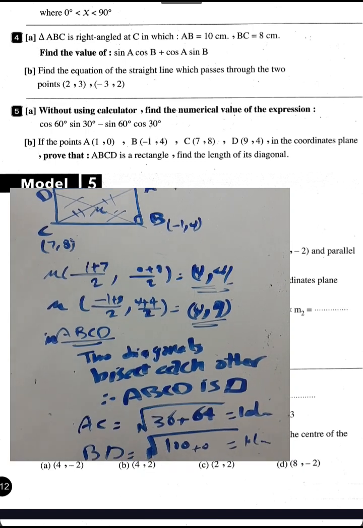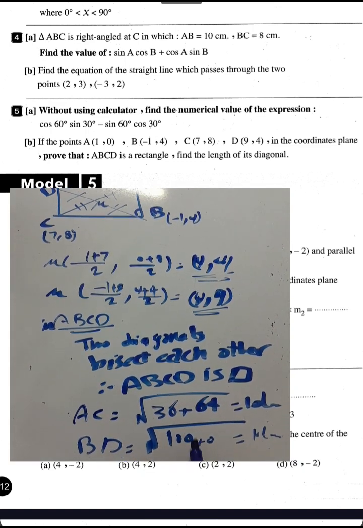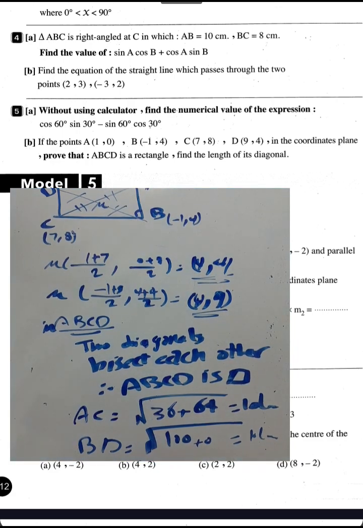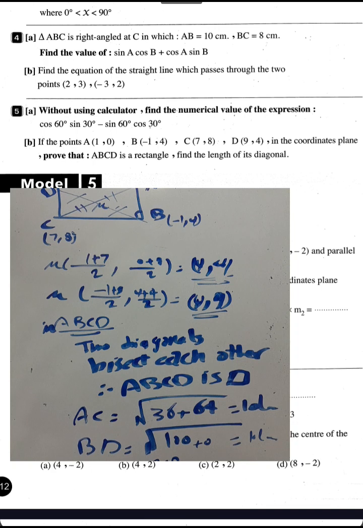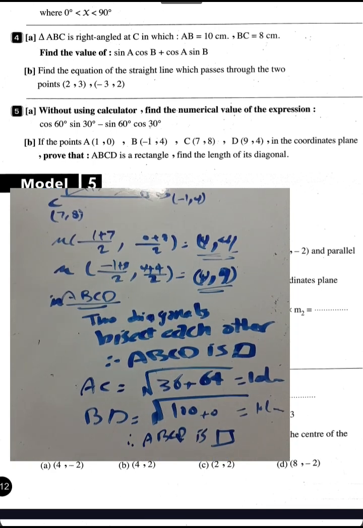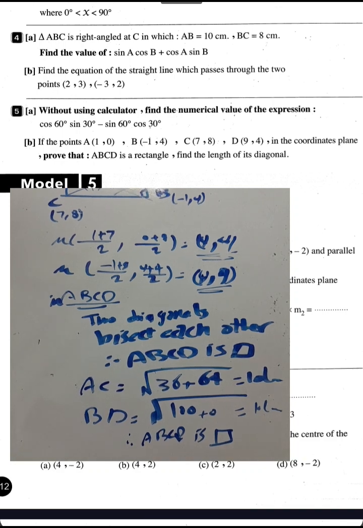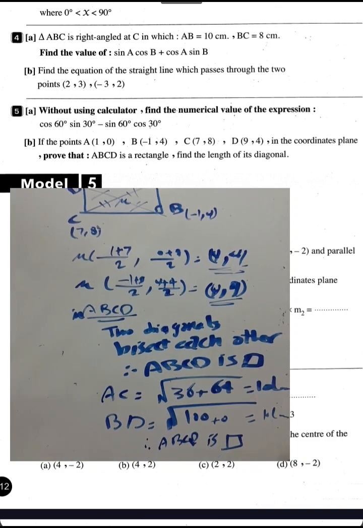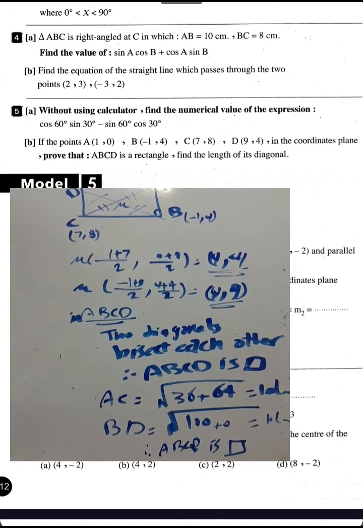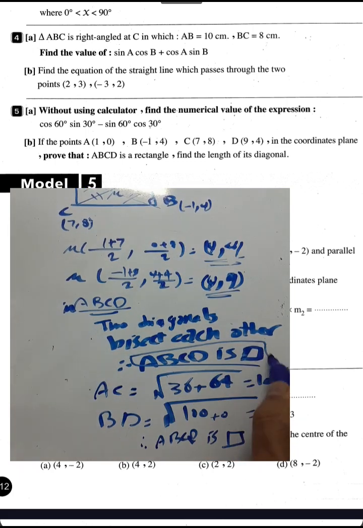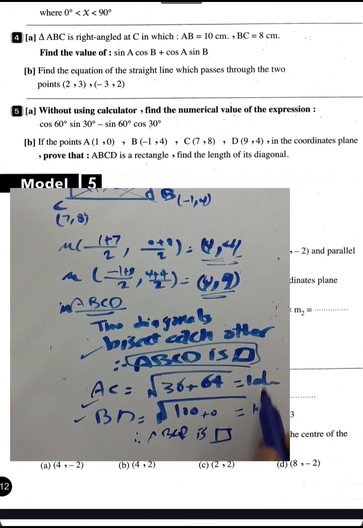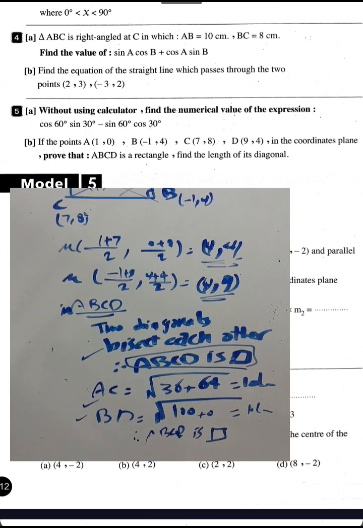Then the two diagonals are equal lengths and the two diagonals bisect each other. Then ABCD is a rectangle. Okay, we proved that this figure is a rectangle. Why? Because we proved first it's a parallelogram, because the two diagonals bisect each other, and the two diagonals are equal lengths. Then ABCD is a rectangle.